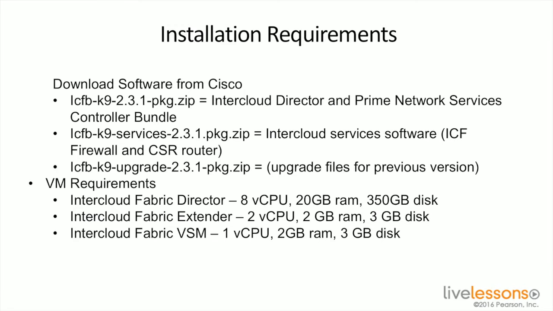The other thing is to understand what the VM requirements are for each one. The Intercloud Fabric Director requires 8 virtual CPUs, 20 gigabytes of RAM, and 350 gigabytes of disk. The Intercloud Fabric Extender needs 2 virtual CPUs, 2 gigs of RAM, and 3 gigs of disk. The Intercloud Fabric Virtual Switch module, which controls the Layer 2 connectivity aspects of Intercloud Fabric, needs 1 virtual CPU, 2 gigs of RAM, and 3 gigs of disk. The requirements are not super heavy, but make sure you've got some good dedicated capabilities within your environment to support these virtual machines.